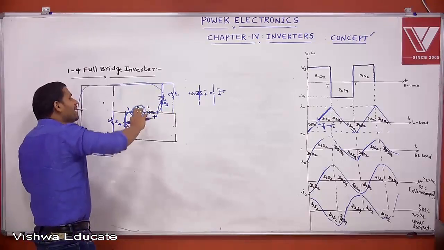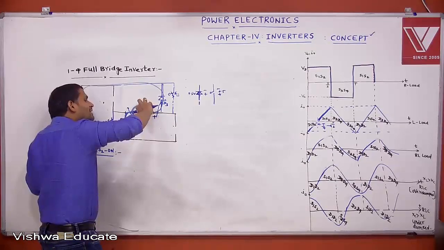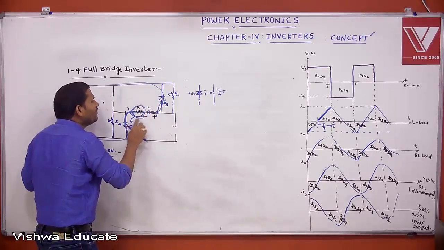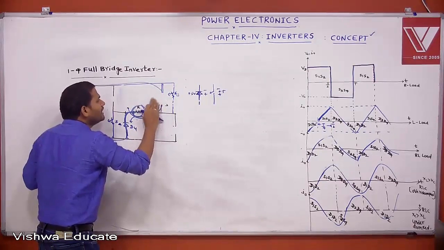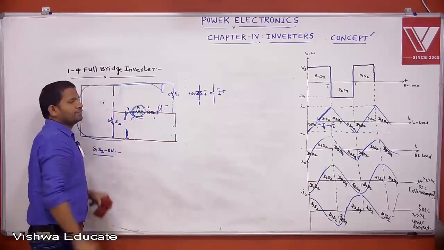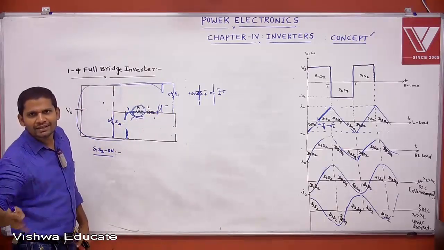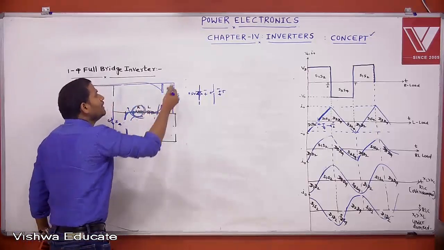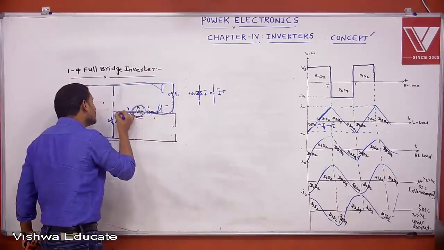Whenever the energy stored in the inductor is completely dissipated, then to drive D3, D4, no energy is there, so D3, D4 is turned off automatically. Now, which device will trigger? Then S3, S4 is triggered.